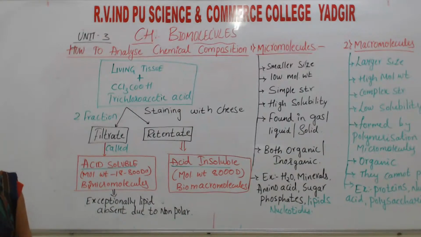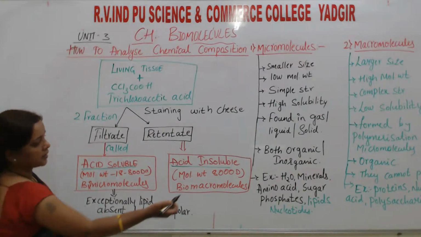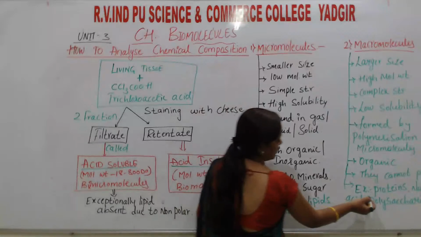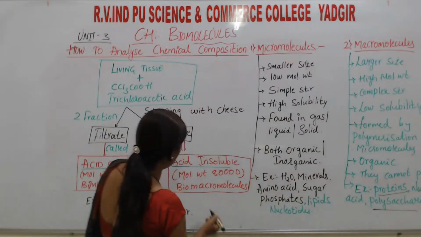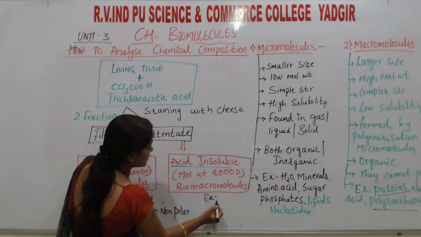Next, biomacromolecules are of three types: proteins, nucleic acids, and polysaccharides. We have written what the macromolecules are: protein, nucleic acids, and polysaccharides. You can also write examples here.